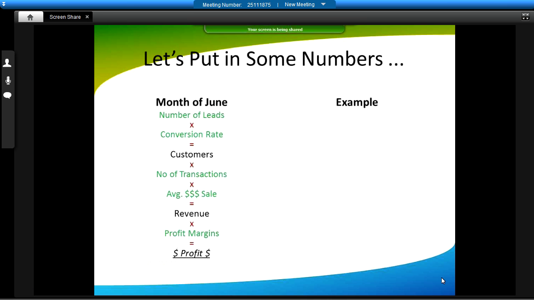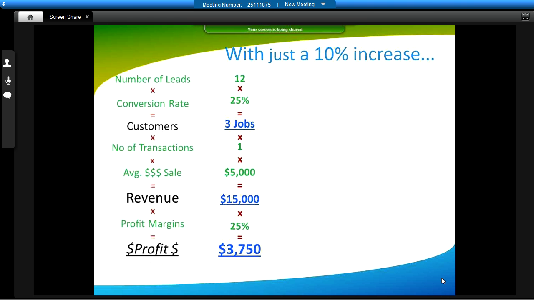So on this particular example, we knew that if we had 12 leads and a conversion rate of 25%, that would give us 3 customers with 1 transaction per each customer, with an average dollar of sales $5,000, gave us revenue of $15,000. If our profit margins were 25%, that meant we kept $3,750. So I'm going to show what happens if we make a 10% increase in our business.